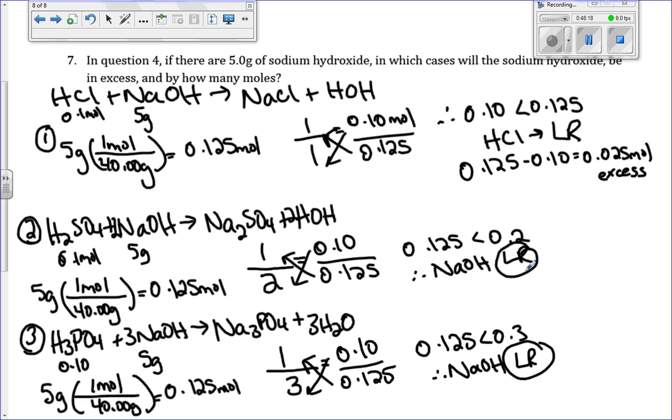Alright, that is limiting reagents in a nutshell.